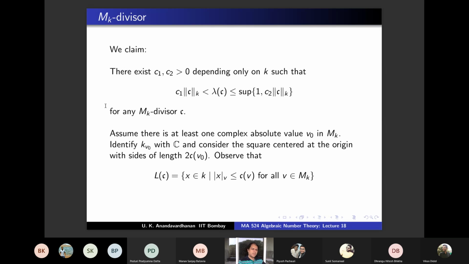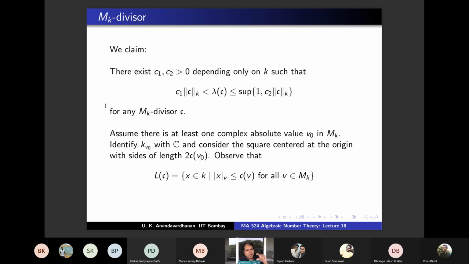L_c is x in K such that |x|_v is less than or equal to c_v for all v. So what can you say about points of L_c? If mod x is less than or equal to c_v for all v, in particular |x|_v0 is less than or equal to c_v0. So what can you say? L_c is contained in this square, right? Because this square has length 2c_v0.